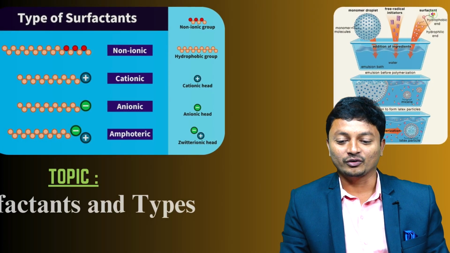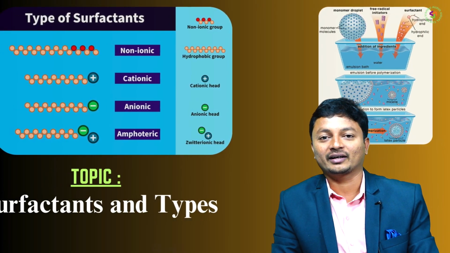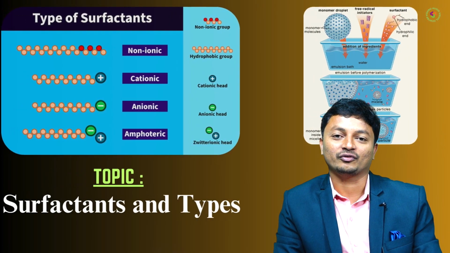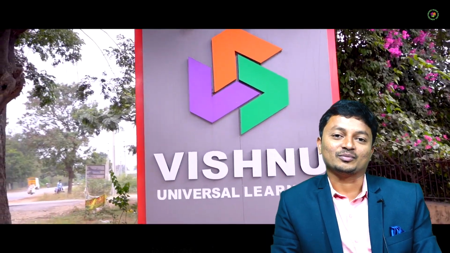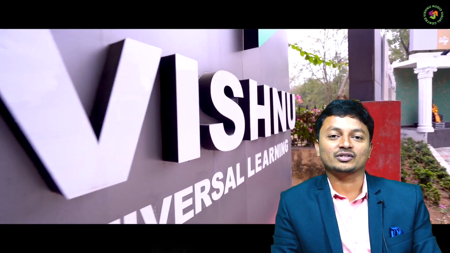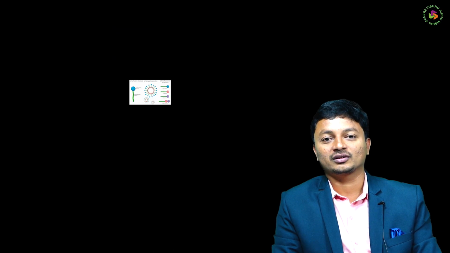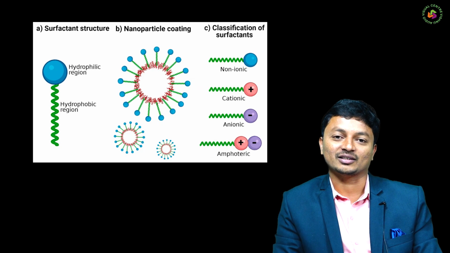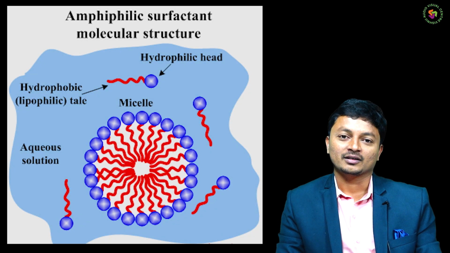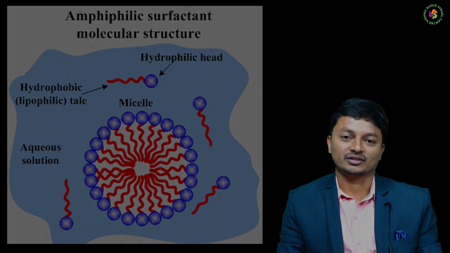Today we are going to discuss surfactants and the different types of surfactants. A surfactant is defined as a substance which can reduce the surface tension and increase the surface area of any substance, and is known as a surface active agent.